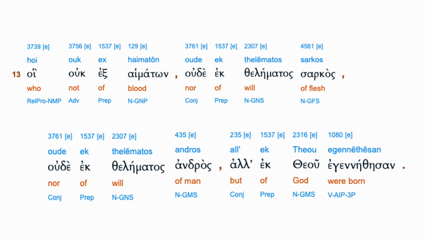It's not done because of bloodlines. It's not done because a husband wants it to happen. There's no husband involved here because Mary, she marries Joseph later, but she's a virgin. So it's not about sex. It's not about Joseph's bloodline per se, although Joseph is a distant cousin of Mary, so there is some blood relation there. It is about God's will.